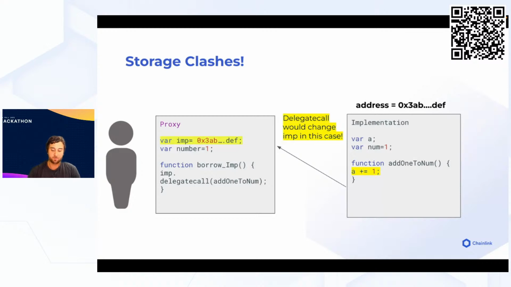So let's look at this as an example. Function borrow imp is going to Delegatecall, and it's going to borrow the functionality of add one to number, right? And add one to num in the implementation contract is referencing this variable a, which is at slot 0x0 for this contract, right? And it's going to add one to that. So when the proxy borrows this function into here, it's going to say, hey, add one to the variable at slot 0x0. Well, in the case of our contract, that's the pointer to our proxy, our implementation contract, right?